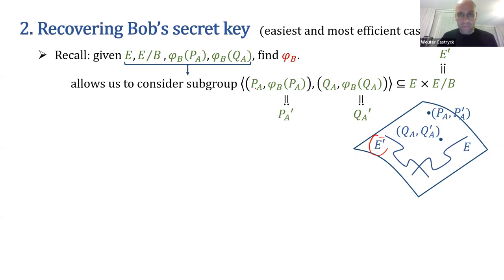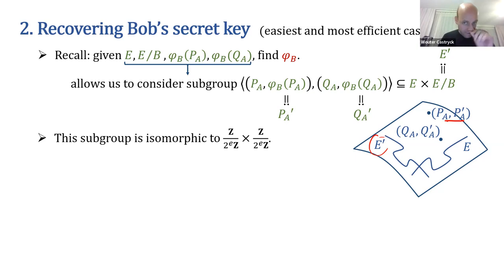So this is the point PA, Alice's 2^e torsion point PA, and its image under Bob's secret isogeny. So this is this point. And then the same for the other basis point of the 2^e torsion. Okay, so this data allows us to consider this. And then the question we asked ourselves, or basically Thomas asked himself, is what would happen if we quotient out this abelian surface by this subgroup?